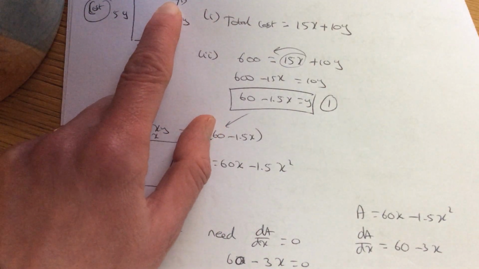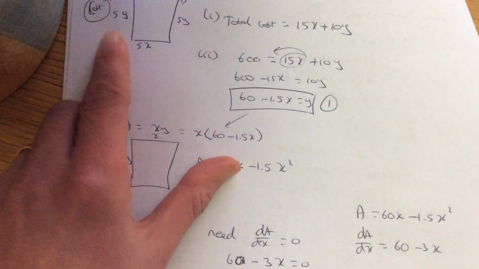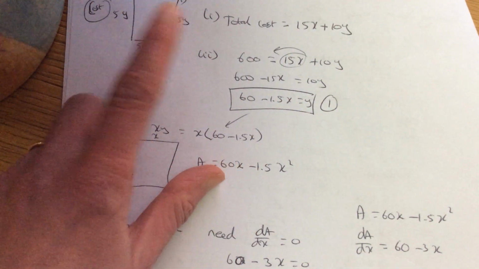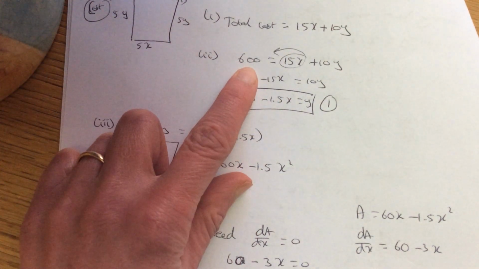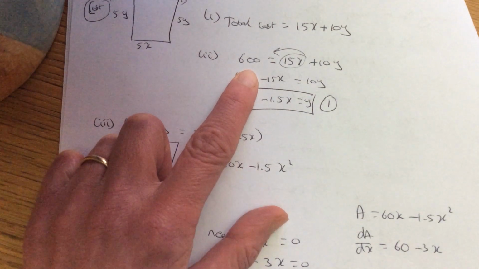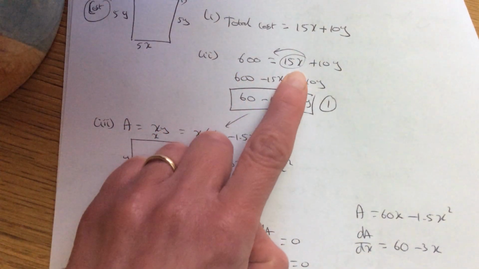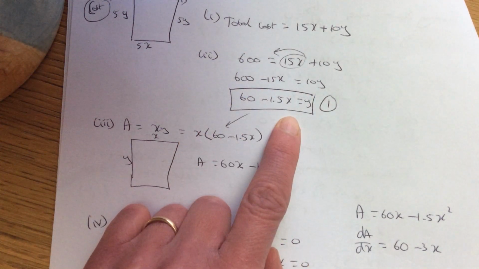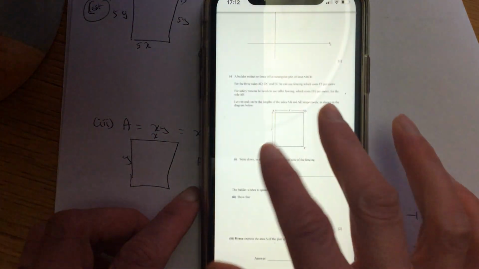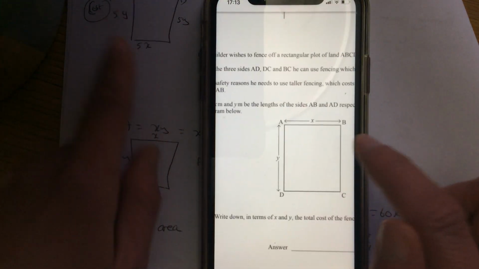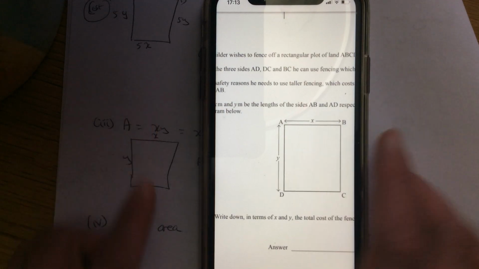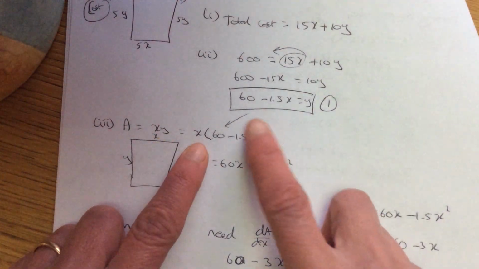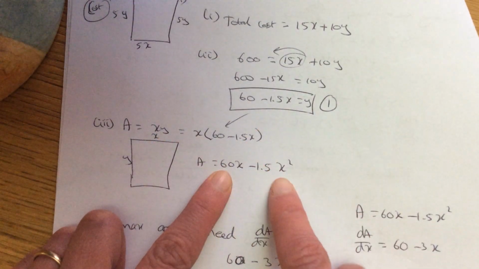So lots of different things going on here. So the total cost is 15x add 10y, and you're told that equals 600. And you can rearrange that. Bring your 15x over and divide everything by 10 to get your y. The area of that, if you go back to your initial picture, this was the cost that I drew out. Your initial picture, the area is x times y. So x times your y times it out.